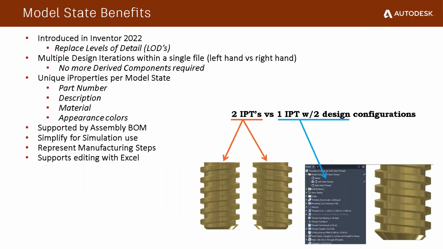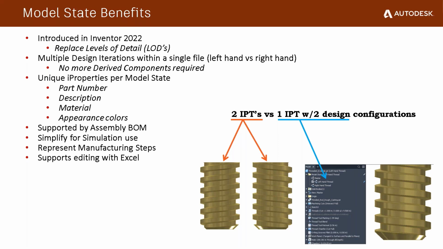Model states, here are some of the benefits of them. They're introduced with Inventor 2022. If you have 2021 or prior, you do not have this capability, so it is part of the 2022 install. They replace levels of detail. If you're familiar with levels of detail, they allow you to suppress components in an assembly. One of the benefits of that is you get a reduced memory footprint for larger assemblies, so you're able to open up bigger assemblies because you have some pieces suppressed.